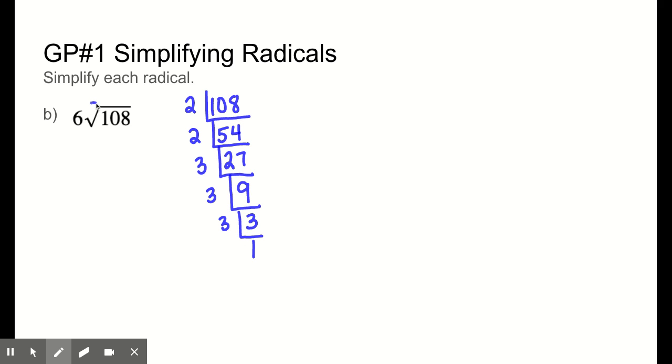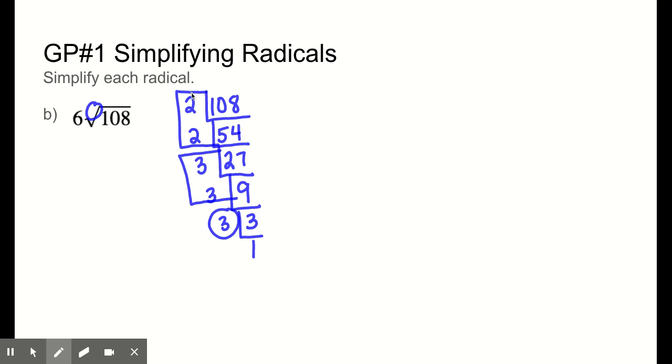So again, our index here is that invisible 2. So we're looking for pairs of numbers. So we have a pair of 2s, so that's going to contribute to our perfect square factor. We also have a pair of 3s, so that will also contribute to our perfect square factor. And then we have a leftover 3.